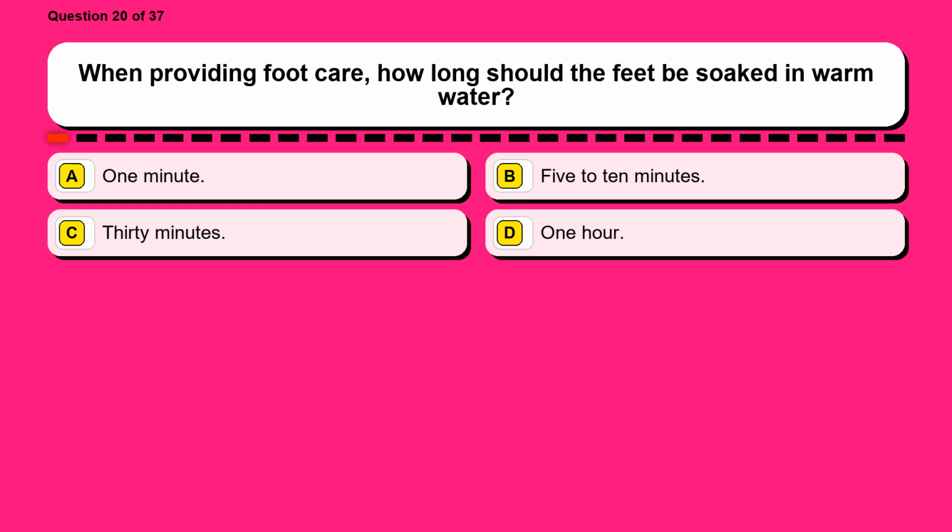Question 20. When providing foot care, how long should the feet be soaked in warm water? Option A, 1 minute. Option B, 5 to 10 minutes. Option C, 30 minutes. Option D, 1 hour.